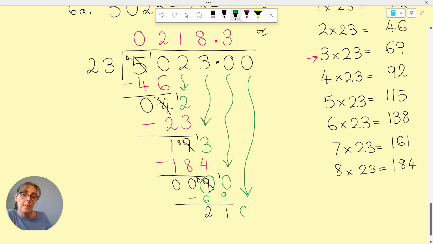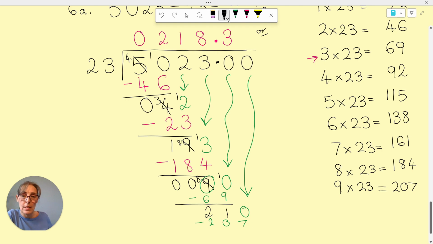Last one. Can we get 23 into 210? Well, if we add 23 to this, okay. 184 add 23. Let's see. 184, 94, 100, 204, 205, 206, 207. Yeah, it is. I'm just checking that I'm right. So we're going to take away 207.